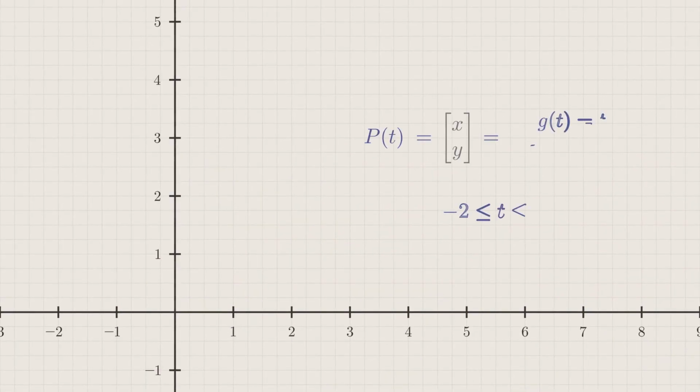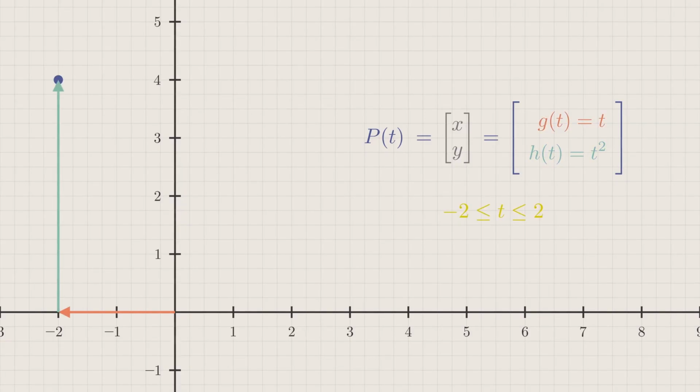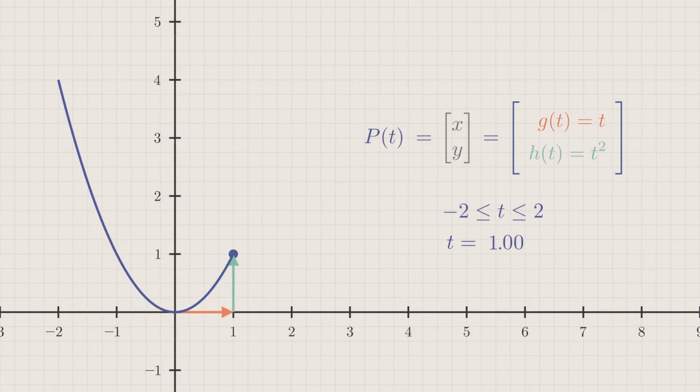Let's break down how this works. Our parametric function, p of t, takes an input parameter t and applies it to a matrix composed of two equations that together describe the direction and the magnitude of the vector sum of a horizontal and a vertical vector for all points along some interval of t. That's a bit of a mouthful, so take a second to rewind if you need to.